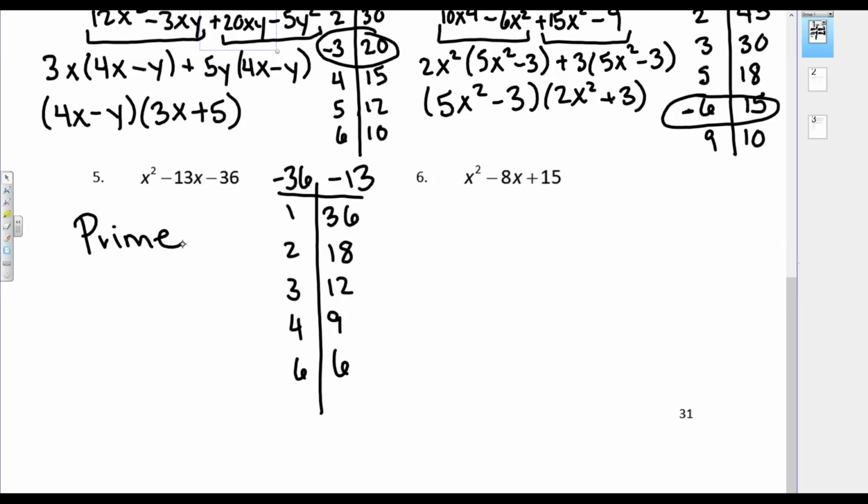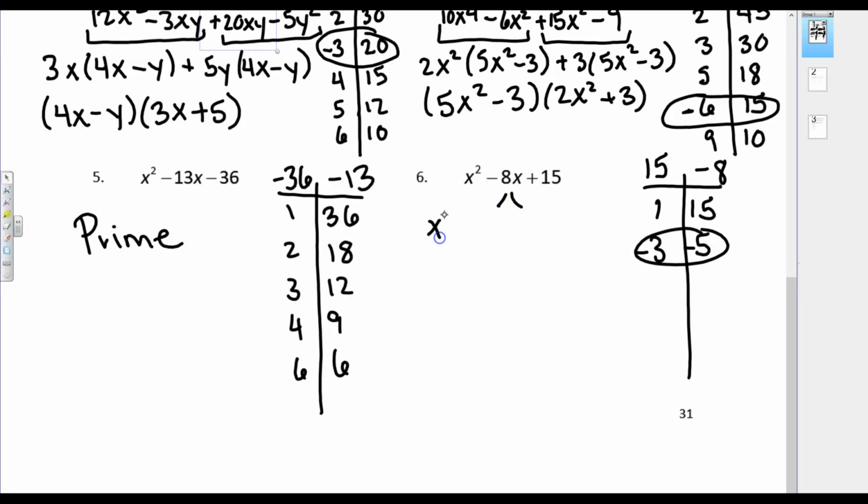Let's take a look at number 6 now. Number 6, my a times c is 15 and my b is negative 8. Well, factors of 15 are 1 and 15, and then 3 and 5. If the 3 and the 5 are both negative, they would add to negative 8 and multiply to positive 15. So that does work. I'm going to split this middle term. I get x squared minus 3x minus 5x plus 15.